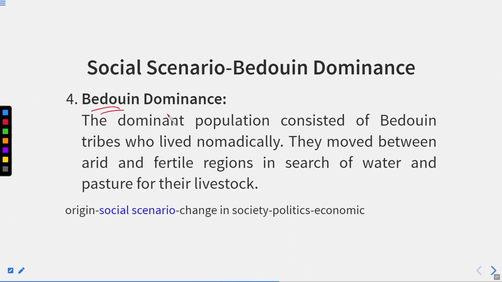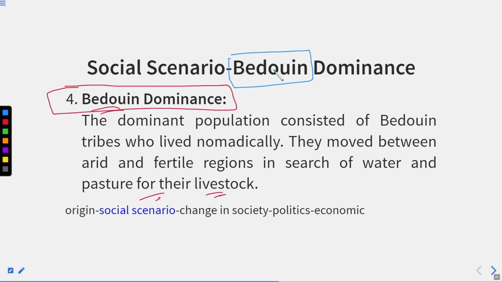Thereafter, Bedouin dominance. The dominant population consisted of Bedouin tribes who lived nomadically. They moved between arid and fertile regions in search of water and pasture for their livestock. So remember when we talk about the social scenario of ancient Arabia, the name Bedouin comes into the picture, which means they were the dominant population who lived in a nomadic way. It means they do not settle at a particular place, but settle for a shorter duration and move here and there. So remember that thing.